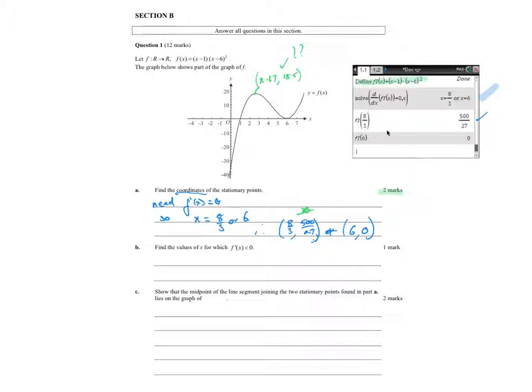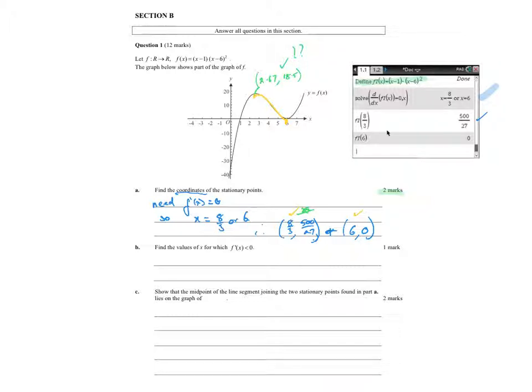Exact values. So find the values of x for which the derivative is strictly less than 0. So where is the gradient of the line less than 0? So the gradient of the line is less than 0 through here. And obviously the turning points are not going to be included. So we've worked out what our turning points are.